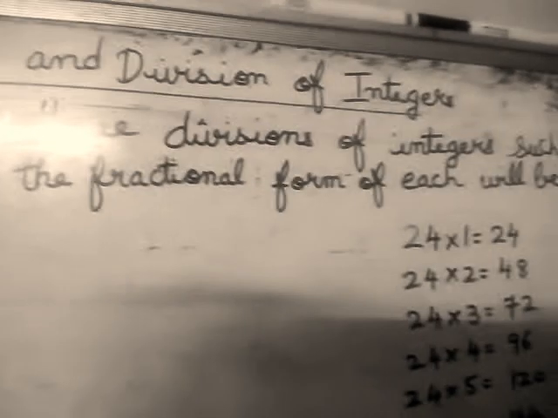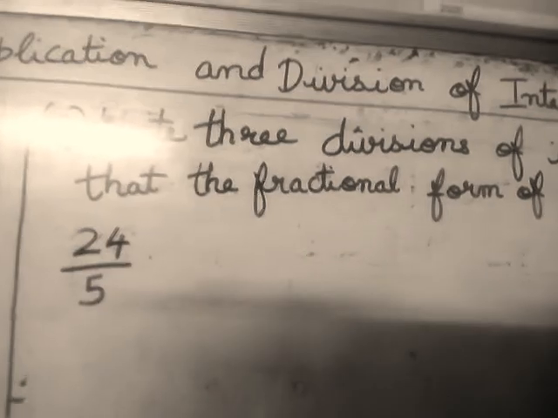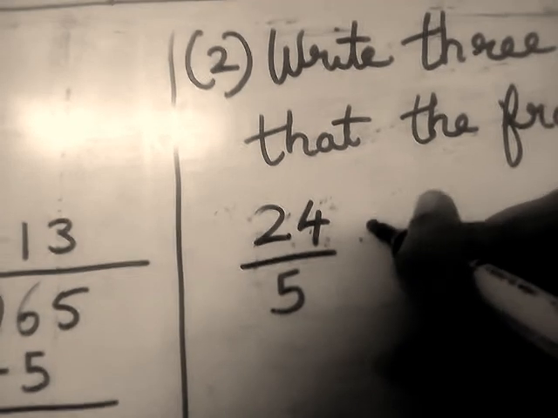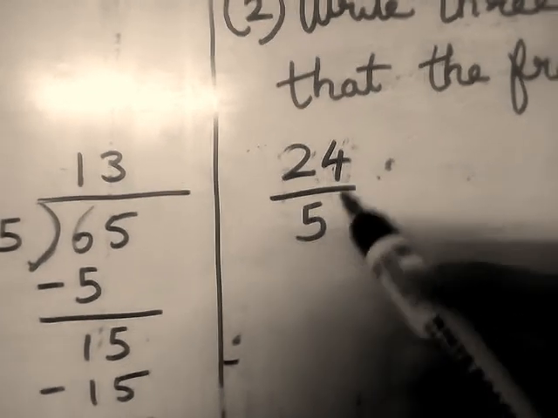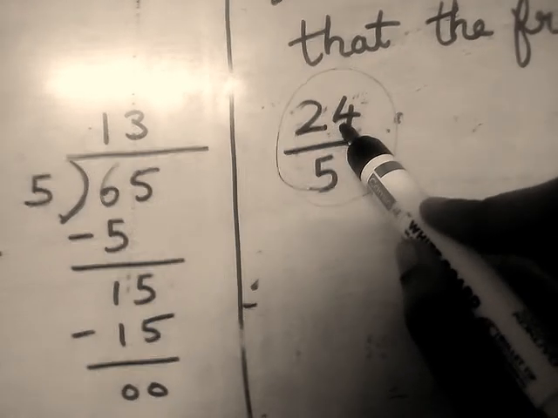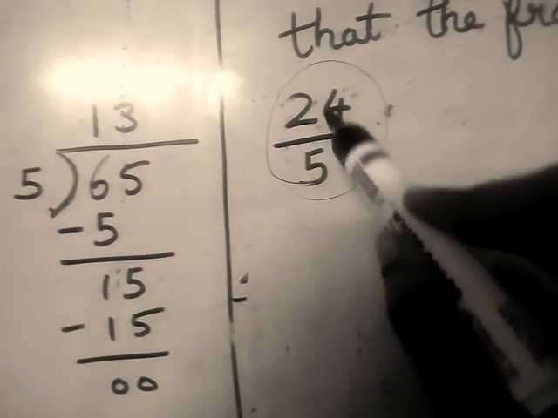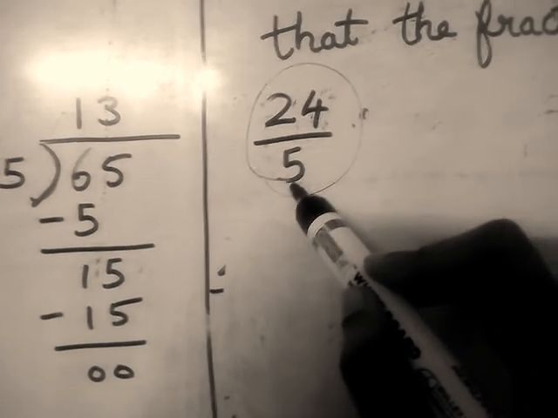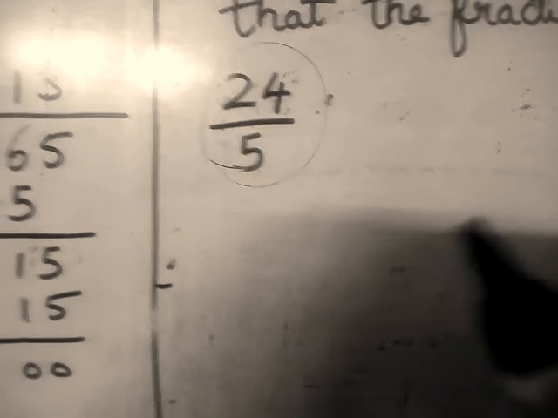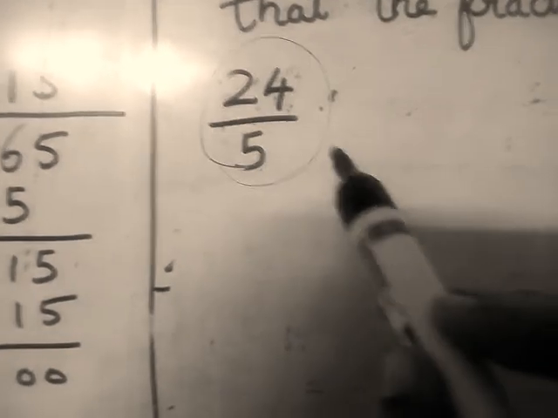Now we'll do the second question. Write 3 divisions of integers such that the fractional form of each will be 24 upon 5. So here 24 upon 5, the 3 pairs you have to try, your answer should be 24 upon 5. Now, the numerator and denominator numbers given here, that number's table you have to write first. I am going to show you a simple method. So you have to follow that. If it is easy you can use that method also. Very simple method I am teaching.